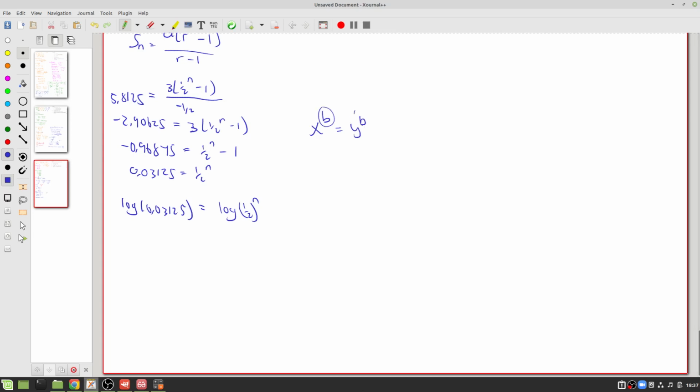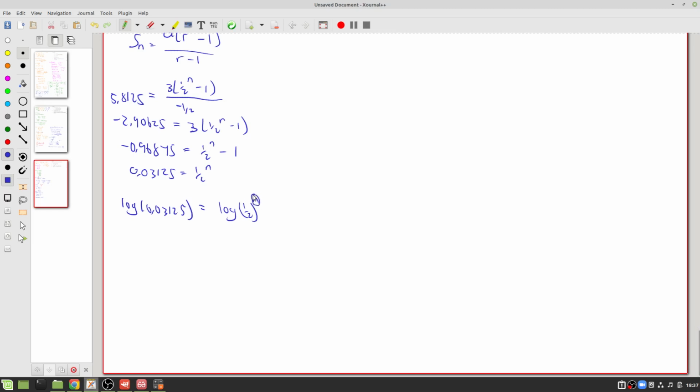Now if the exponents are the same, then we know we can put the bases the same. Or if the bases were the same, then we can say therefore these two are equal. So if we can convert it into something nice like this, then we don't need logs. Otherwise we do.